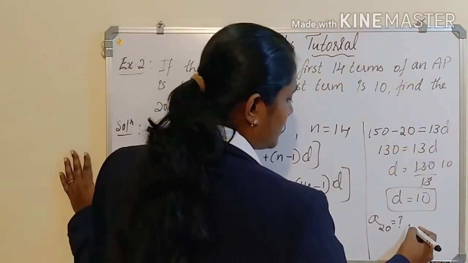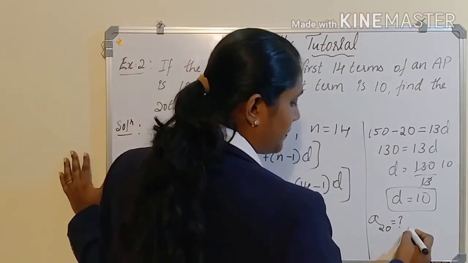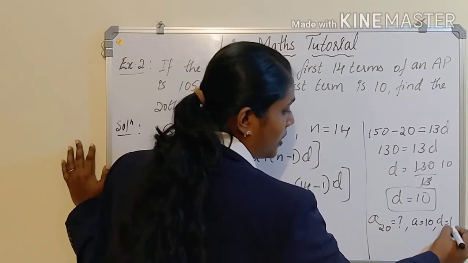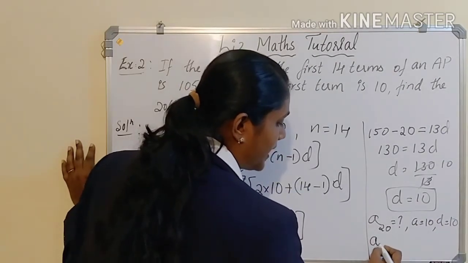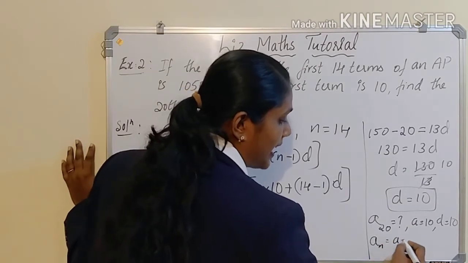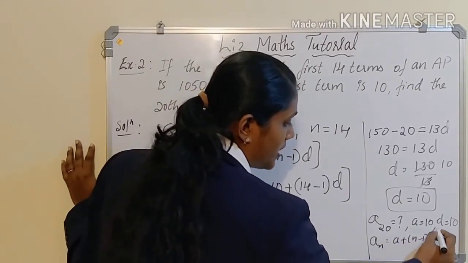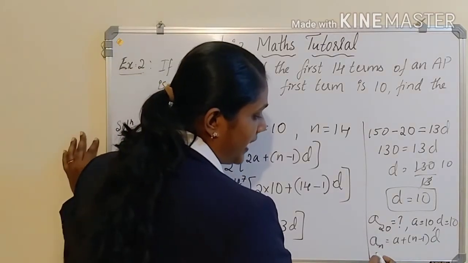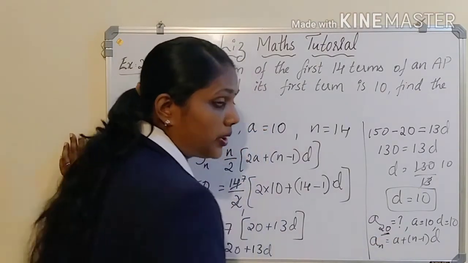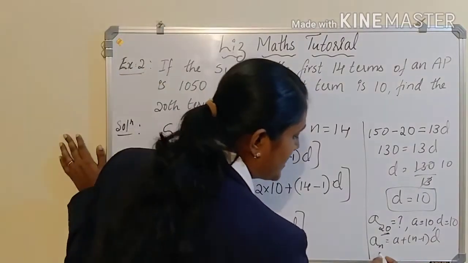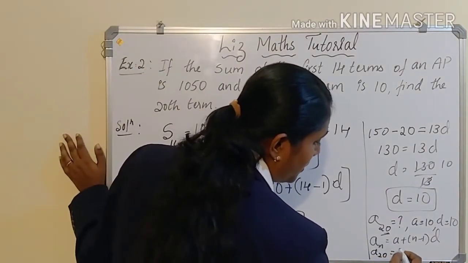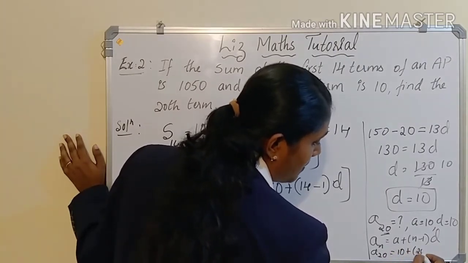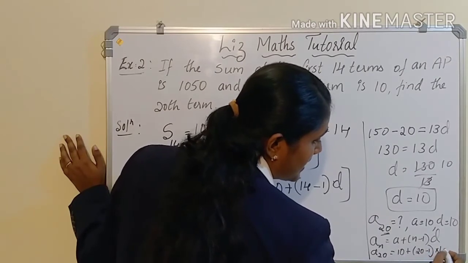So here you have to use which formula to find out A20. Here A is given as 10, D is also 10. So you can use the formula here: An is equal to A plus N minus 1 into D. So here N is given. N is given how much? You have to find out the 20th term. So N is given as 20. So A is 10 plus N is 20 minus 1 into D is 10.